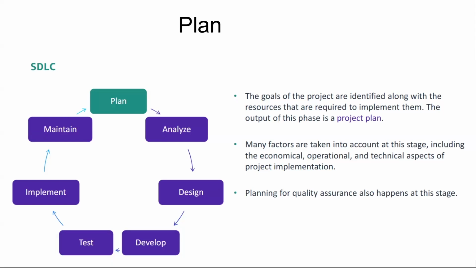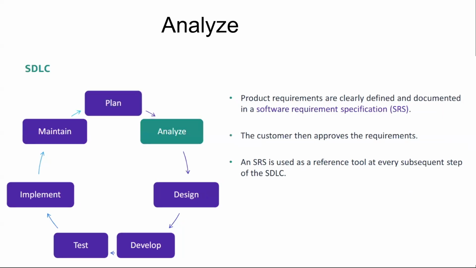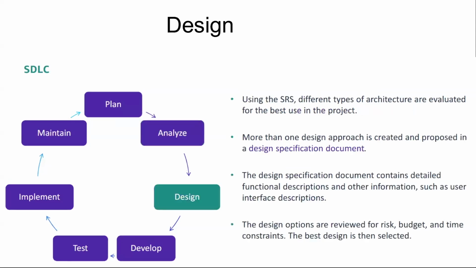So you're planning it. The next step is analyzing, after you have figured out what is needed for developing that particular product. Everything has to be documented step by step and clearly defined. Then the customer needs to approve it. As soon as you say this is the requirement we have, the customer should also approve it. Once it is done, we work on it step by step.